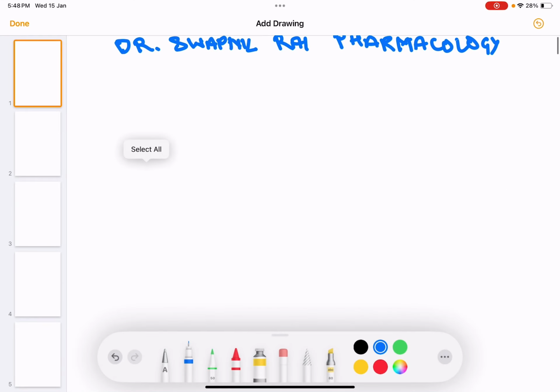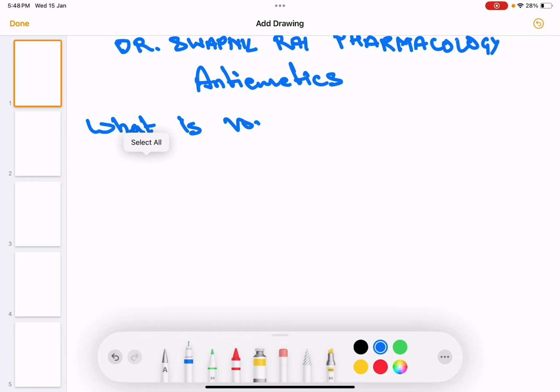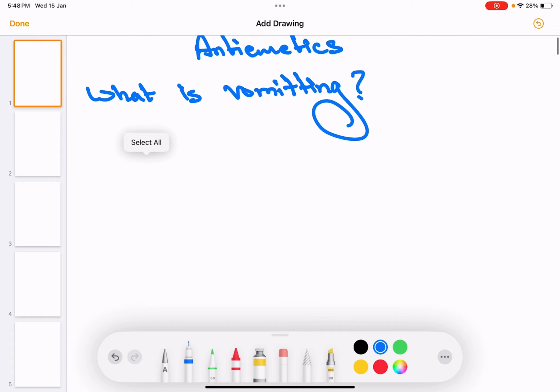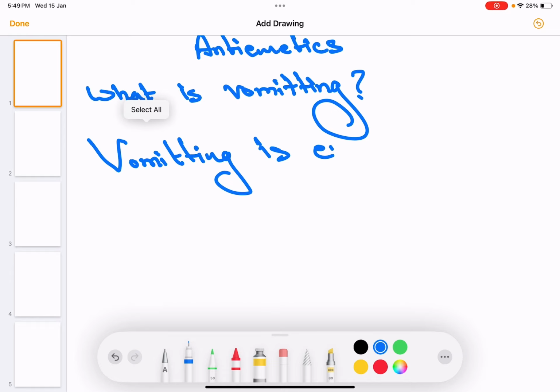Today we will discuss the topic anti-emetics. So first we will discuss what is vomiting. So what is vomiting? Vomiting is expulsion of gastric contents due to antiperistalsis.